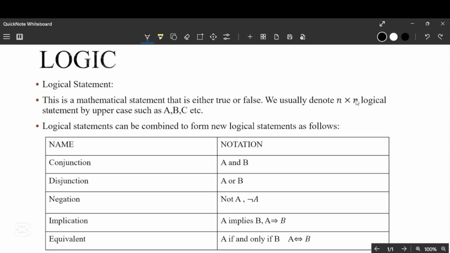In today's tutorial, we are looking at a very interesting topic in mathematics: logic, or logical statements. Now, when we say a logical statement, it's a mathematical statement that is either true or false. What do we mean by either true or false? Logical statements cannot be true and false at the same time. So either the statement is true or the statement is false.